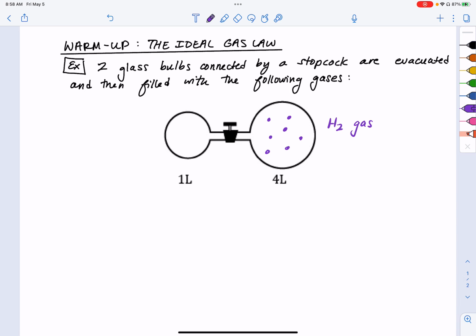in the bulb on the right. And let's say that this is at a temperature of 20 degrees C, and the pressure of hydrogen that this particular bulb has been pressurized with is 100 kilopascals.